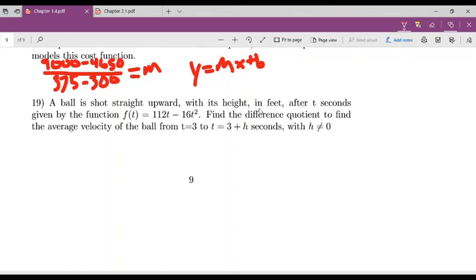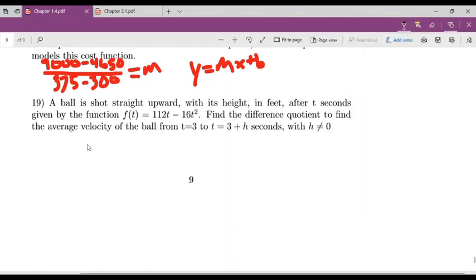19 says a ball is shot straight upward with its height in feet after t seconds given by the function f of t equals 112t minus 16t squared. Find the difference quotient to find the average velocity of the ball from t equals 3 to t equals 3 plus h seconds with h not equal to 0. Okay, I'm going to get you part of the way there on this one too and let you finish this one on your own for some extra practice.